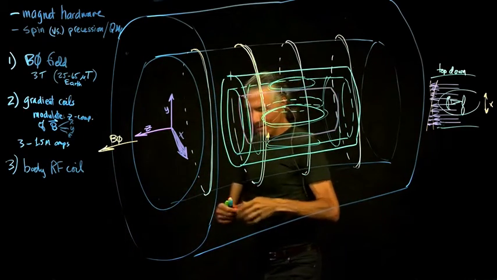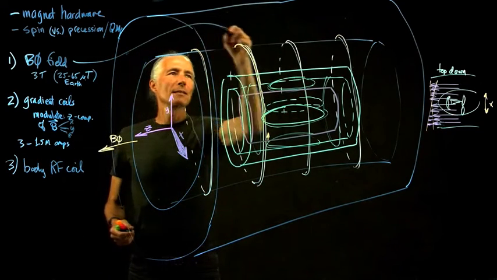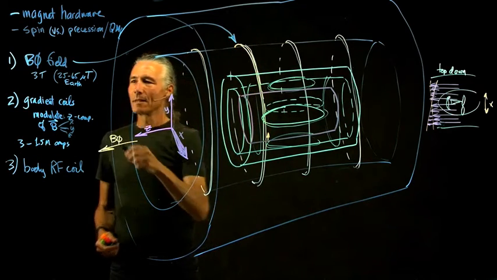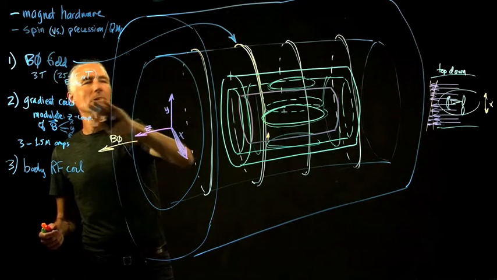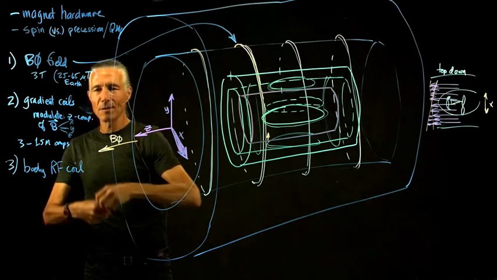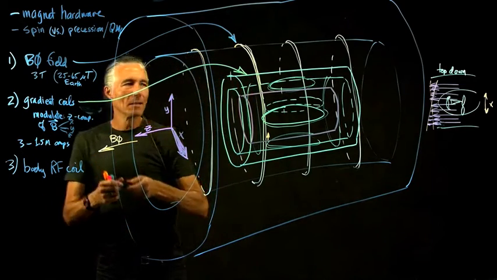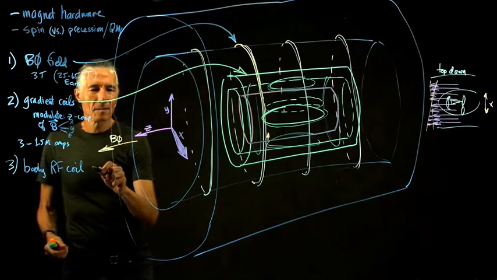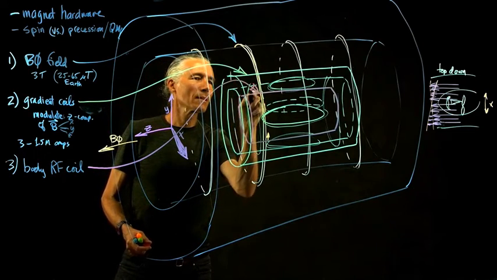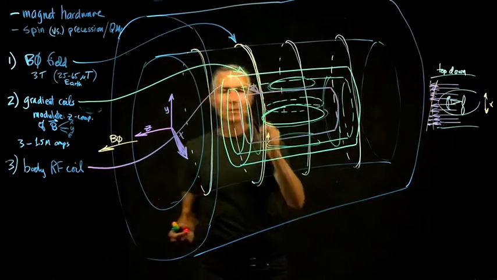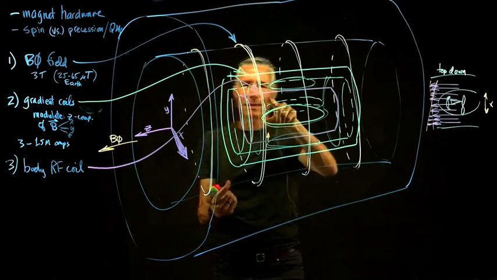And that guy, let me just label these. So the B0 field is coming from these guys. And the gradient coils, I'll do it in green. The gradient coils are these guys. And then the body RF coil is inside of that. That's actually what forms the bore. So the actual bore that you sit in, the RF coil is embedded in that.